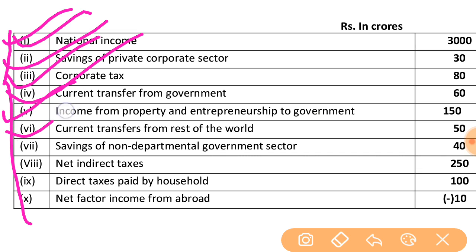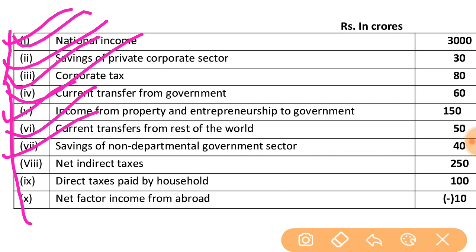Next is given current transfer from rest of the world. So current transfer from rest of the world means what? It is the donation, tax payments, foreign aid and grants, like the current transfer from government. So it is known as the current transfer from rest of the world, means from abroad.